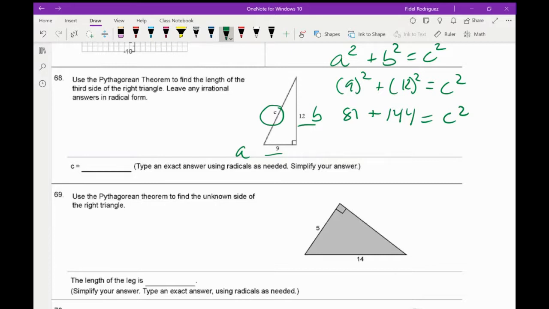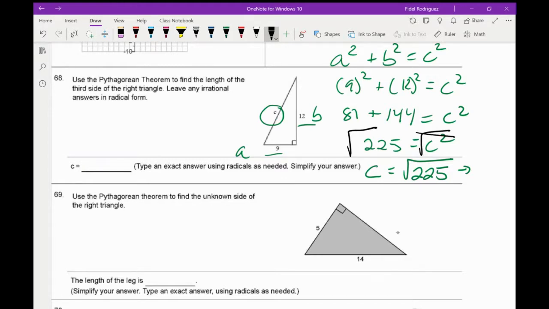Then I'm going to add those numbers together. 81 and 144 is 225 equals c squared. What I need to do now is take the square root of 225. The way I find c is by taking the square root. I kind of skipped a little step here, sorry about that. I'm taking the square root on both sides, so the square and the square root cancel. Here's my c. Now I need to find the square root of 225.